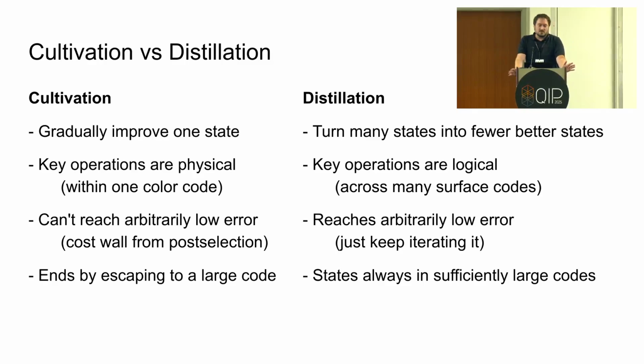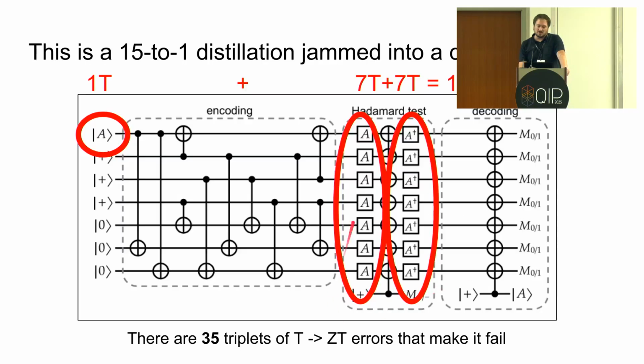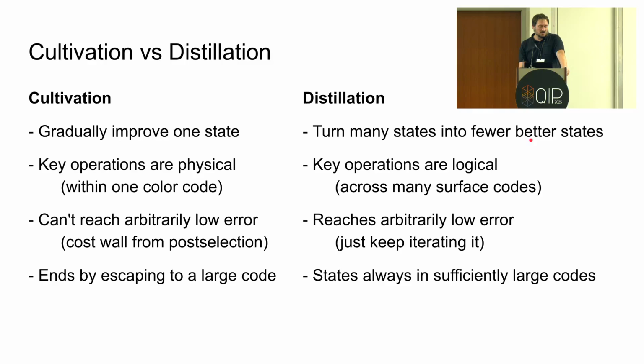Really, it's not like you're making a whole bunch of states and throwing out a bunch of them in order to leave a couple behind that are better. It really feels more like you're gradually improving one state. In particular, the fact that these are gates instead of states, the fact that the operations are inside of a code instead of hosted on top of codes. And in particular, because it's inside a code and because we're going to be post-selecting very hard, there's a wall that you can't get past where the cost goes exponential because you're throwing away too many shots. Whereas with distillation, you can just keep chaining it, nothing stops you.